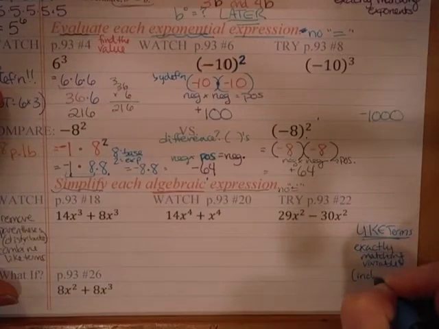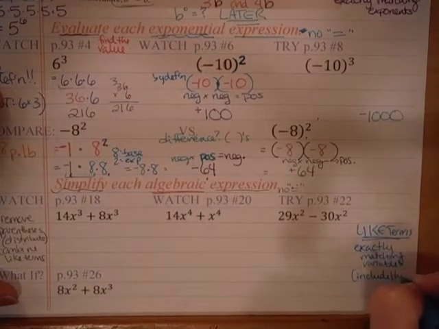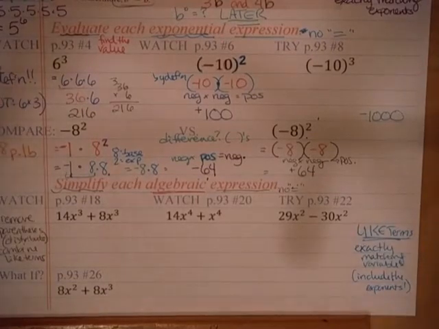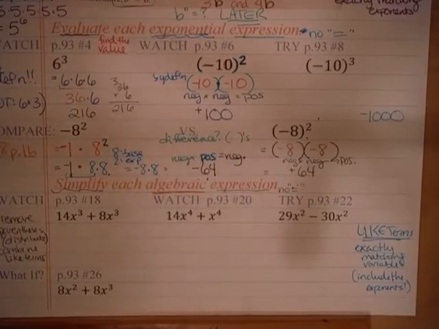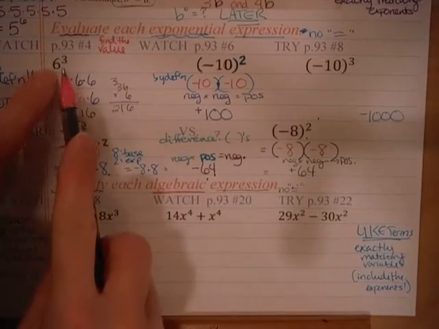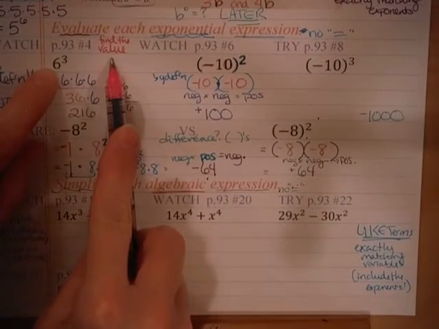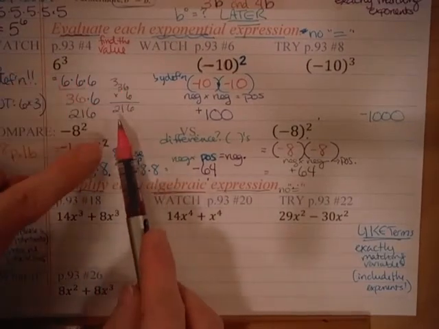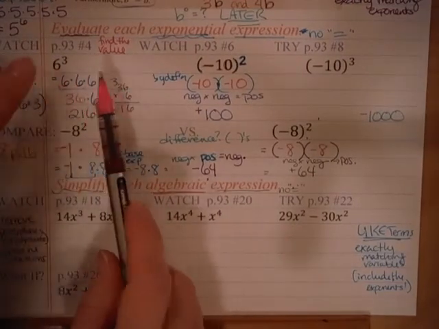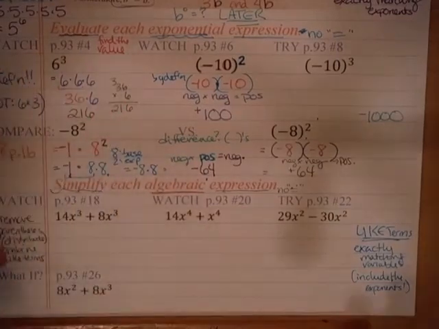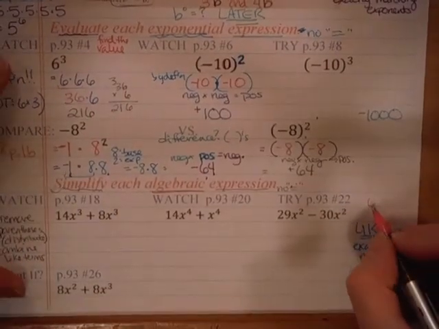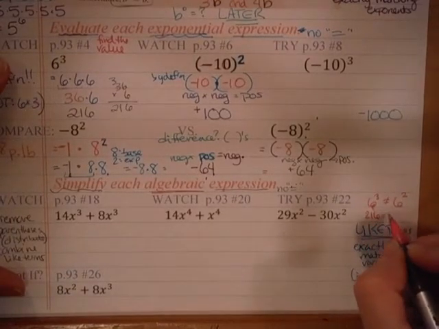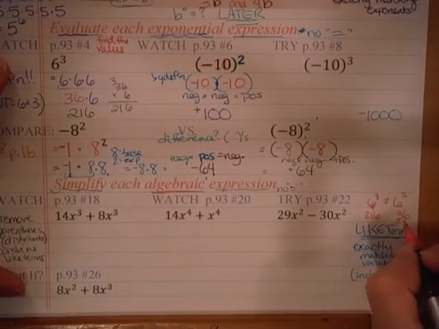And that has to include the exponents. The exponents of the variables have to match too. If they don't, they represent different values. Just like 6 cubed and 6 squared would be different. 6 cubed represents 216. 6 squared represents the number 36, 6 times 6. Different exponents. So 6 cubed does not equal 6 squared. It's 216 and 36. They're two different values.